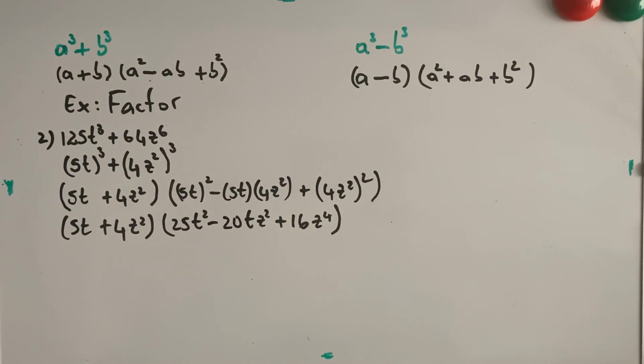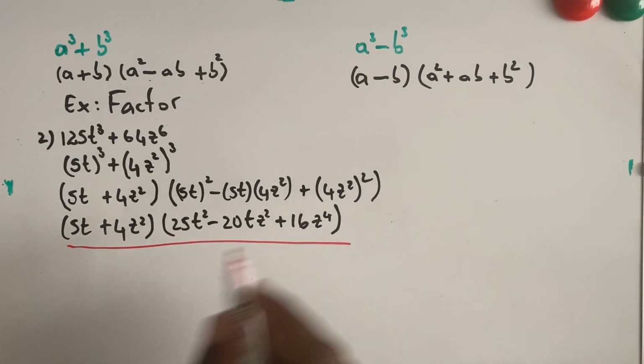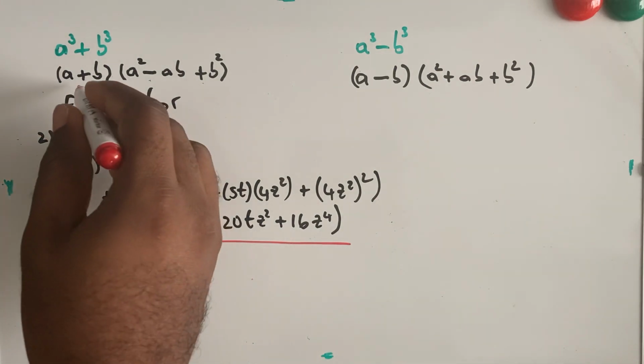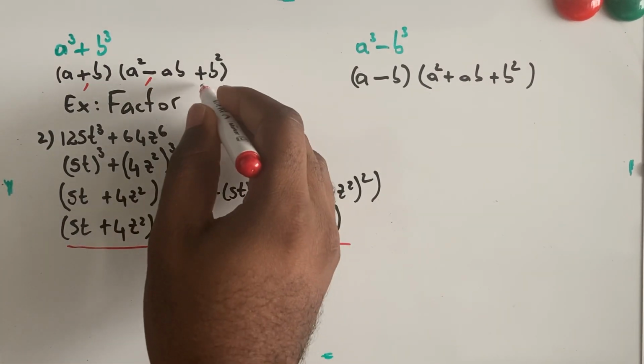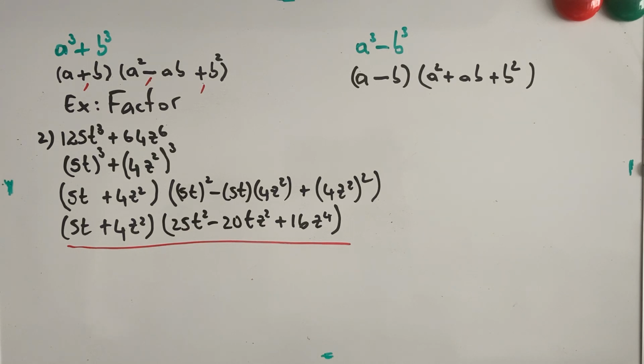So how did you factor this? 5t plus 4z squared times 25t squared minus 20tz squared plus 16z to the fourth. Okay, this is it for this one. There's nothing else you can do here. You have to stop right here. But again, the key is to remember same, opposite, always positive. Those are the signs, the key to solving such problems.